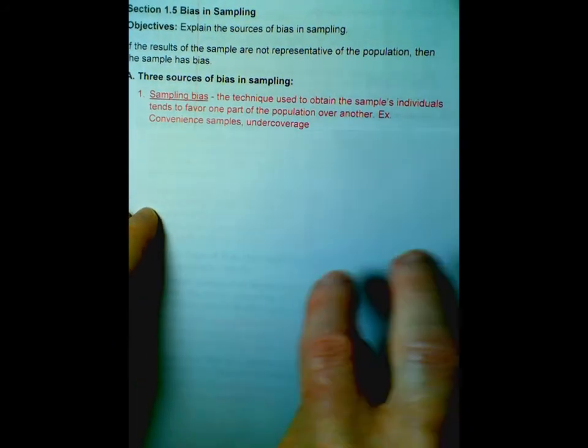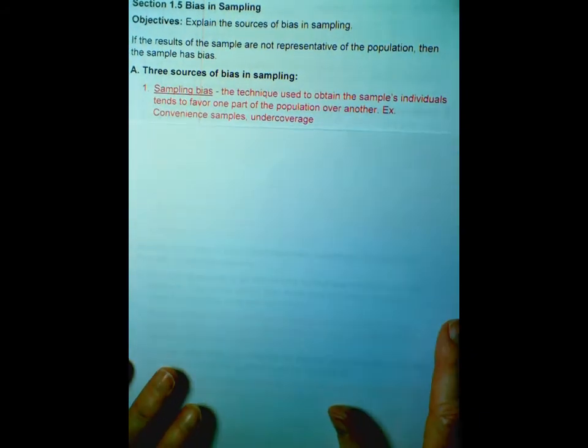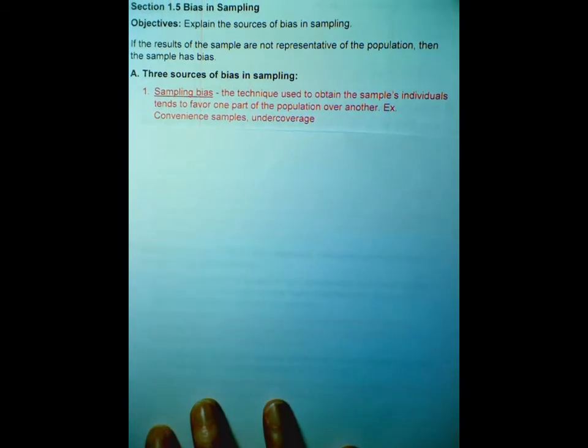The first one is called sampling bias. This is when the technique used to obtain the sample's individuals tends to favor one part of the population over the other. So if the technique that you used to obtain the sample's individuals ends up favoring one part of the population over another, then you have sampling bias.